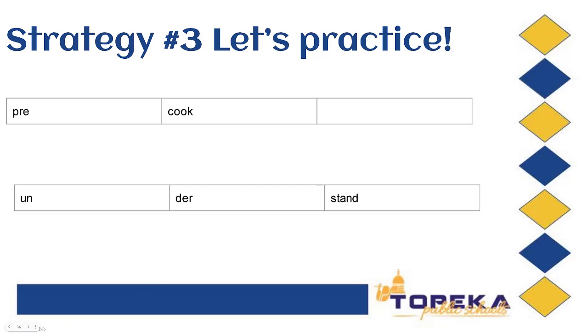And so Elkonin boxes are a fabulous strategy to use with 3rd through 5th graders. It's also one that they will be familiar with from primary grades. So we're taking something they're familiar with and extending their knowledge of using this strategy in intermediate grades.